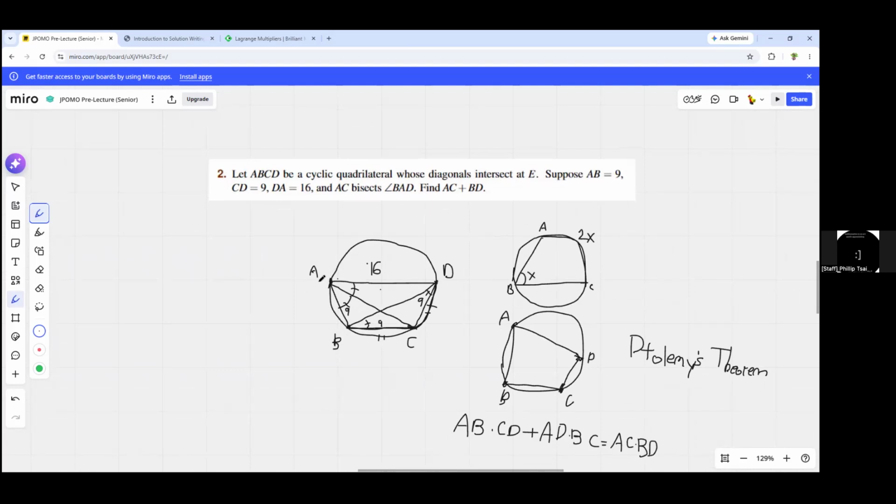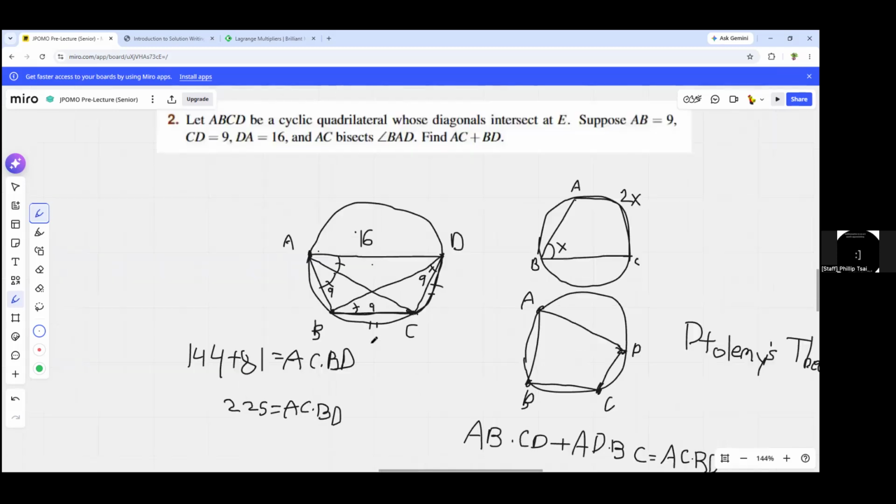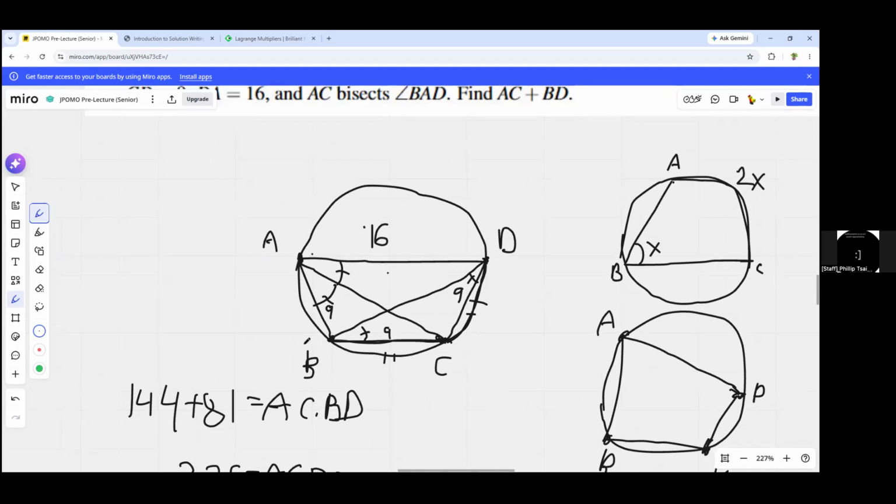So notice that AD times BC is equal to 16 times 9, which is 144, right? Plus AB times CD, which is 81, is equal to AC times BD, which means that 225 is equal to the product of AC and BD, right?